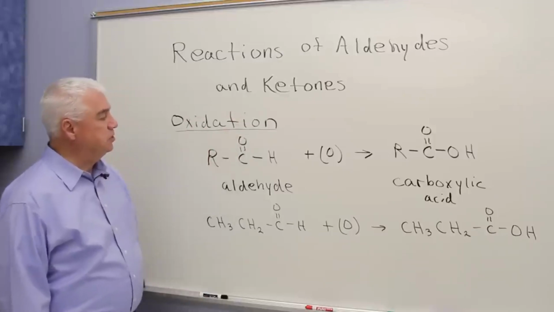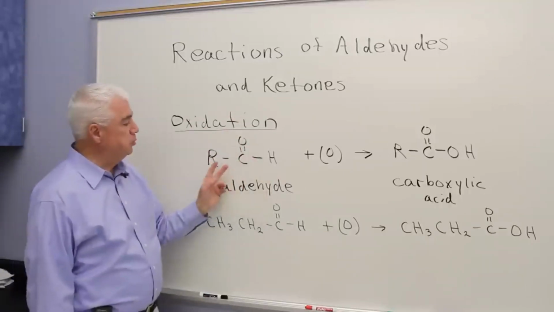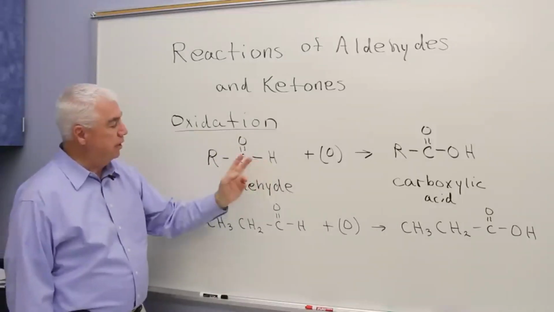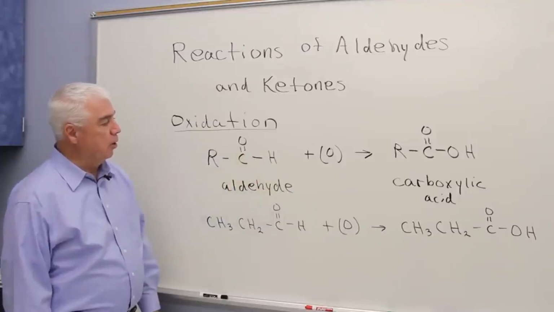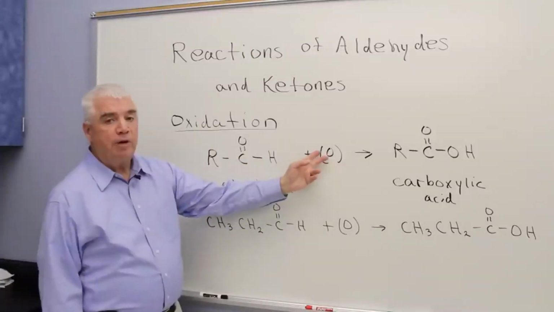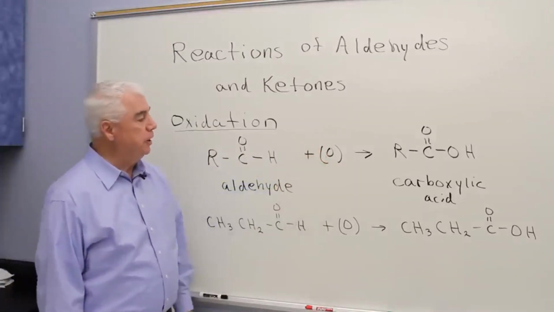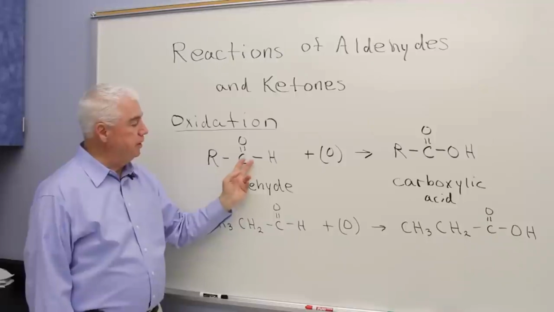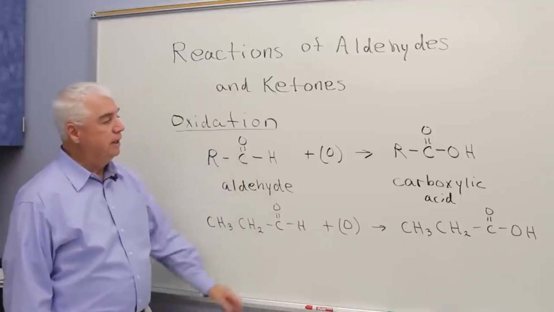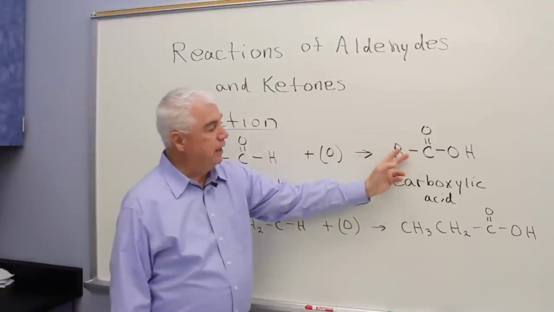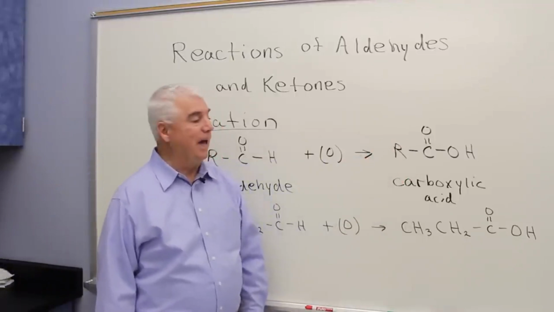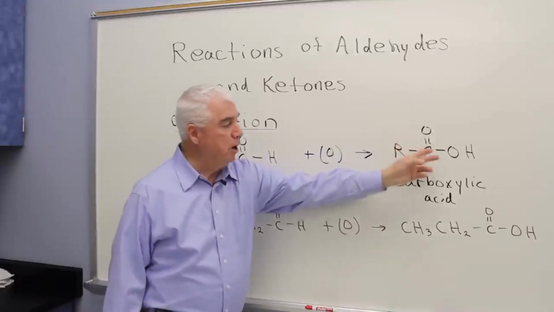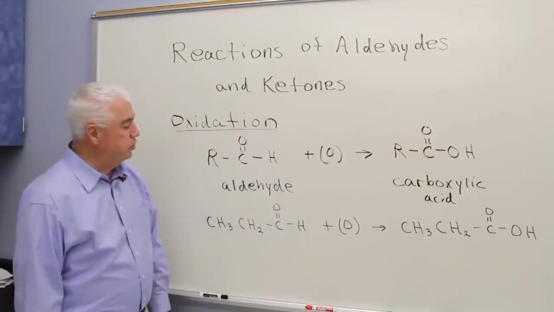The first is oxidation. Here's the structure of an aldehyde. It's got that C double bond O with the hydrogen attached to the carbon. Then the O in parentheses indicates oxidation. And the O, in essence, inserts itself between this carbon-hydrogen bond. And over here on the right-hand side, we get a carboxylic acid as the product. New functional group, C double bond O with an OH attached.